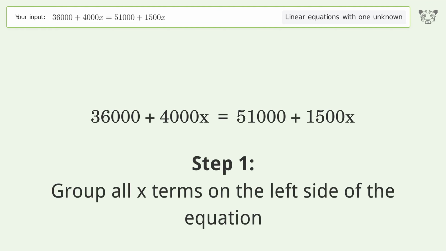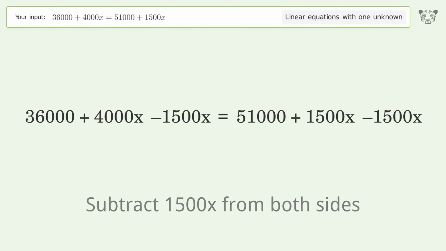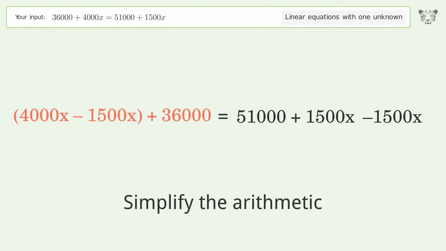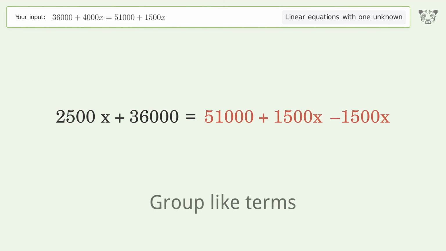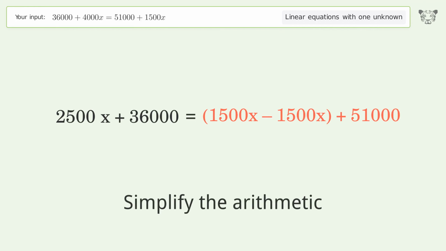Group all x terms on the left side of the equation. Subtract 1500x from both sides. Group like terms. Simplify the arithmetic. Group like terms. Simplify the arithmetic.